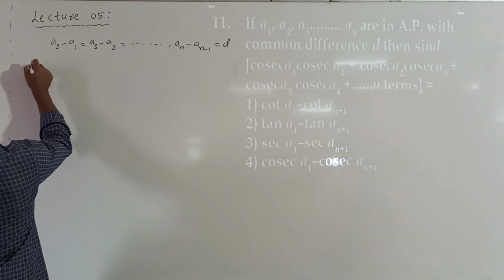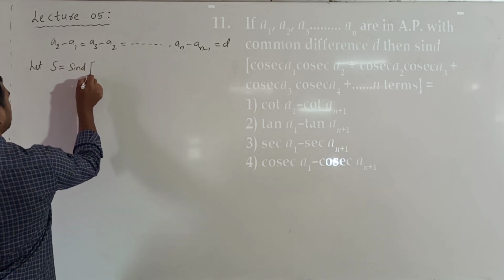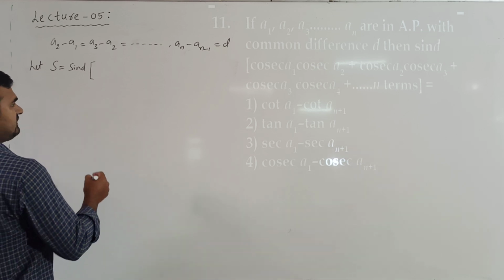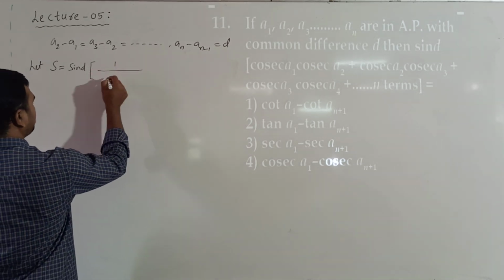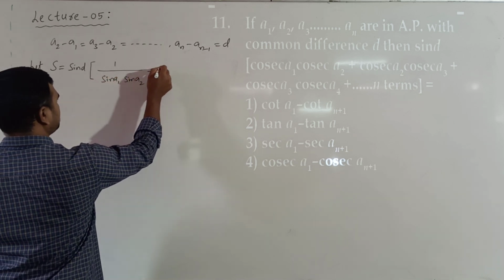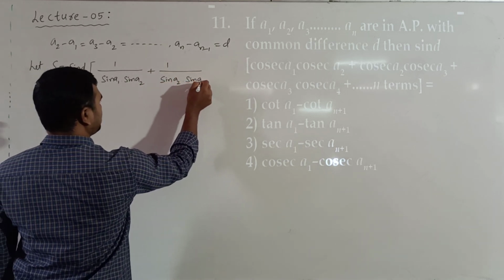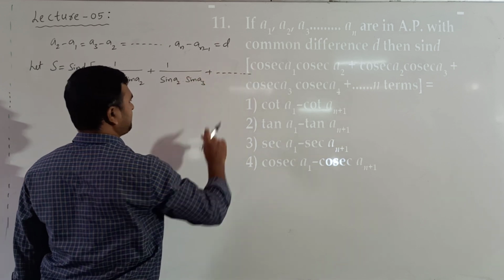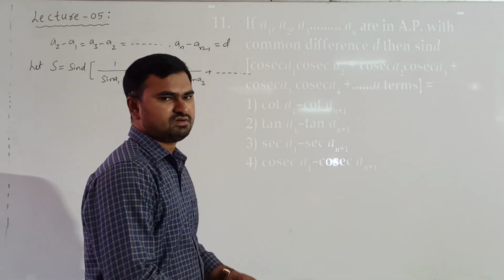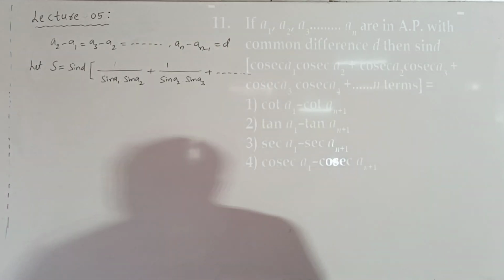Now let us take the given summation as S, which is sin d into cosecant A1 cosecant A2 and so on. Now I will write it in terms of sin, so it will be 1 by sin A1 into sin A2, next 1 by sin A2 into sin A3, and so on, up to the last term, n terms. So we need to find the sum up to n terms. So what will be the last term here?